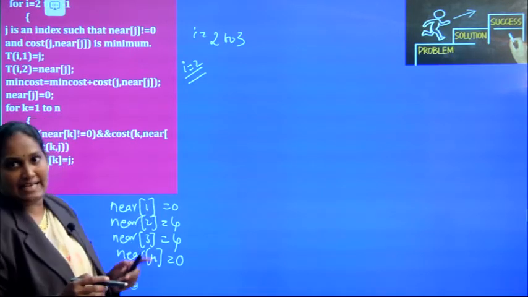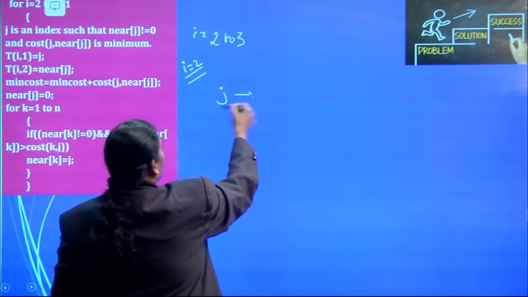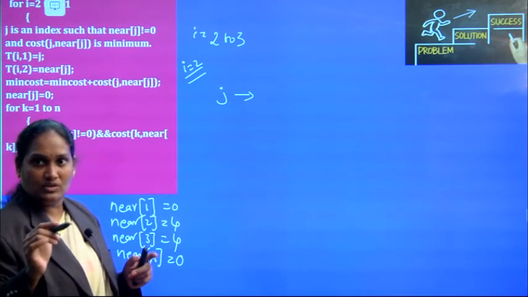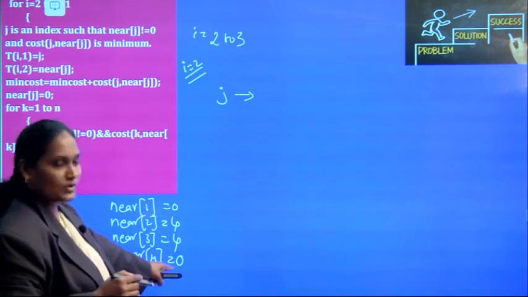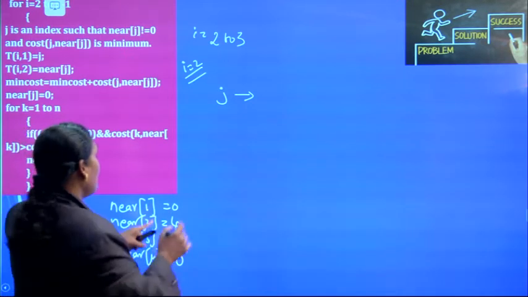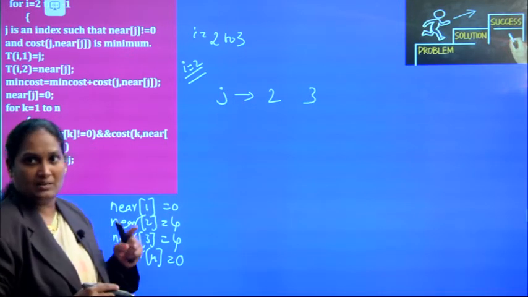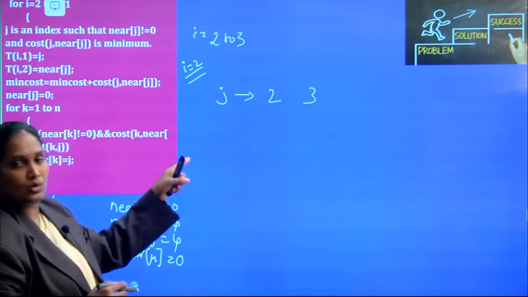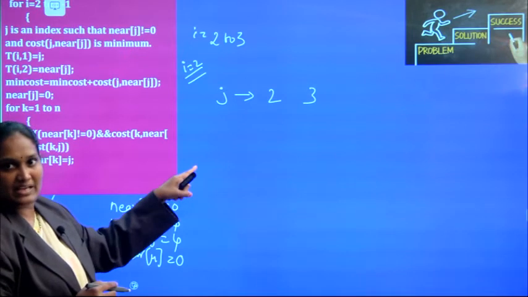Now we need to select the j value. What becomes the j value? Here j is any vertex whose near value is not equal to 0. Near of 1 is 0 and near of 4 is 0, so j may become either 2 or 3. So whichever has the lesser cost value becomes j.